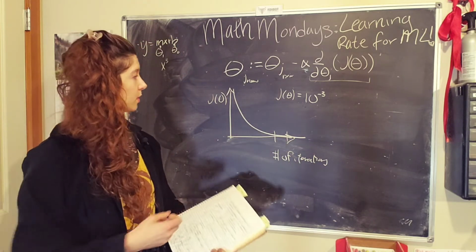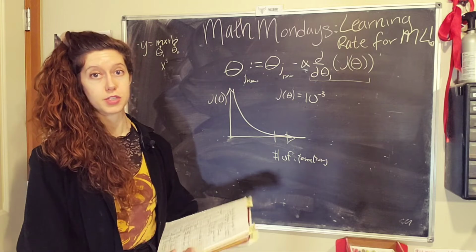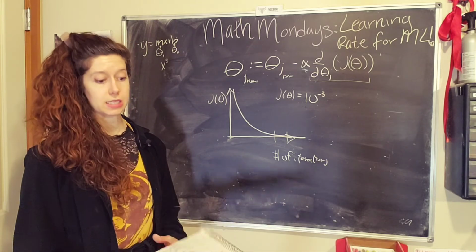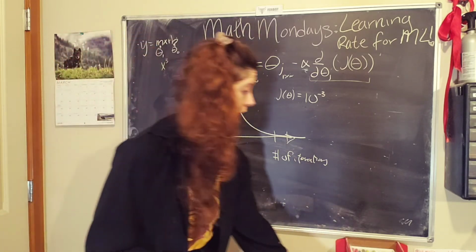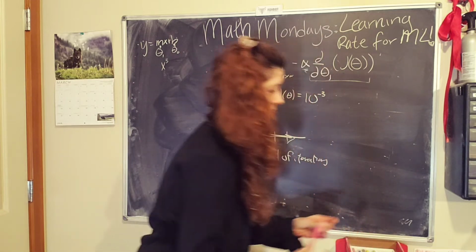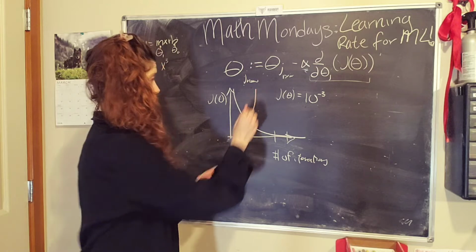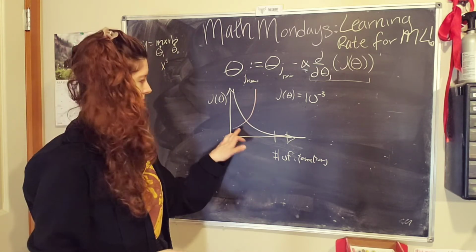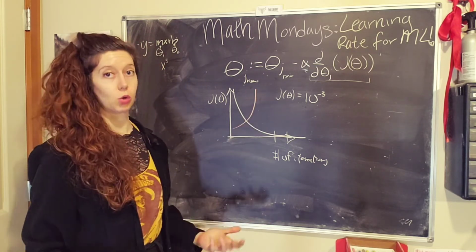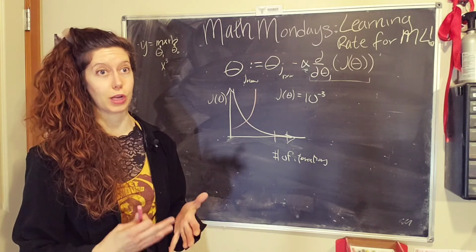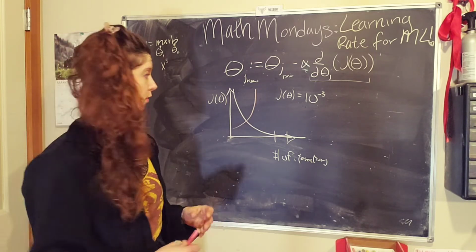Okay, so how do we tell if the cost function or if gradient descent is not working? This is where you're going to get different looking curves. You might get something like this. This is really bad because it means that your cost function is increasing. In other words, your predicted values are getting farther and farther apart from the actual values.